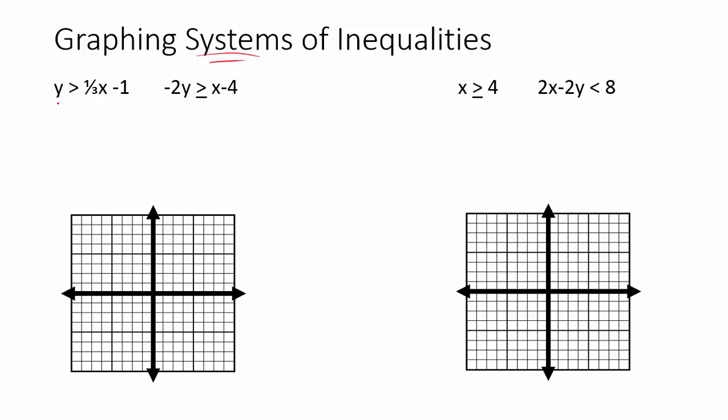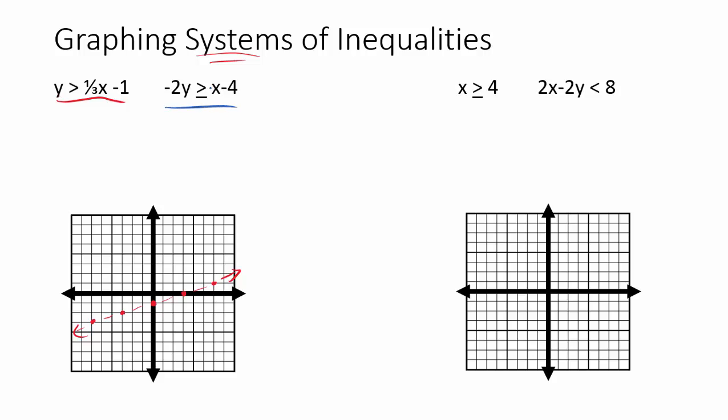So what we're going to do here is we'll graph the first line. This is in slope-intercept form. So I'll start here at -1. And then I'm going to rise 1 and run 3 from here. And then remember that if we don't have the or equal to line underneath it, this is going to be a dotted line for that graph. So this would be a dotted line.